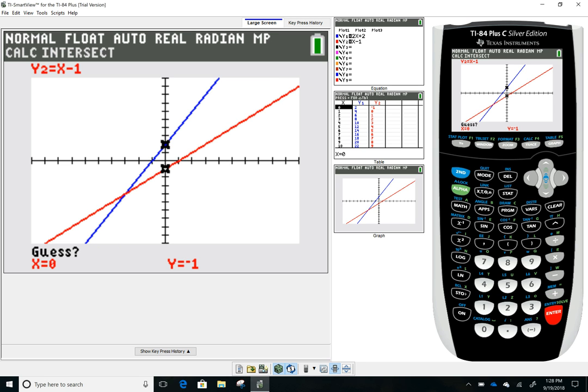You can guess to where you think the intersection is going to be, or you can just press enter. If you have more than one location of intersection, you need to specify which range you're talking about so that it grabs the correct value. So here at the bottom, I can see that my intersection point is negative 3, negative 4. So when x is negative 3 and y is negative 4, the two equations that I have in my system have a solution. And that's how you use the intersect feature on your calculator.